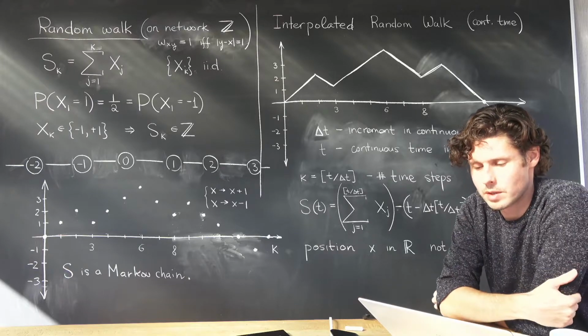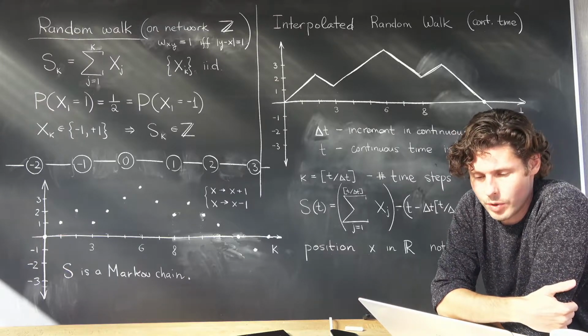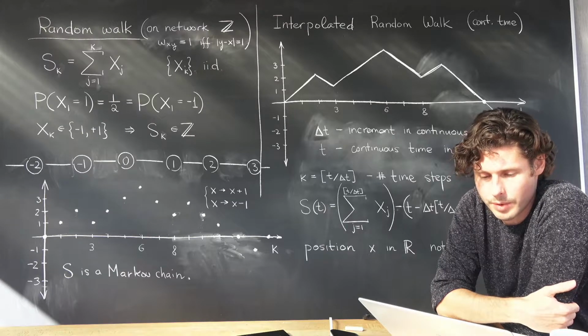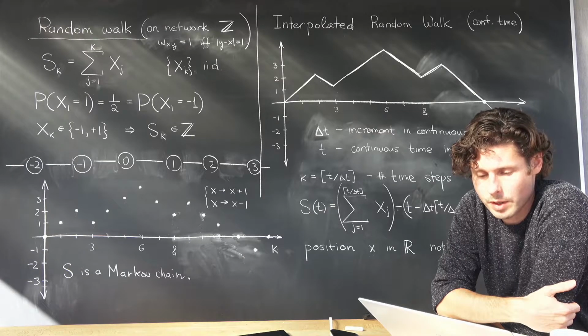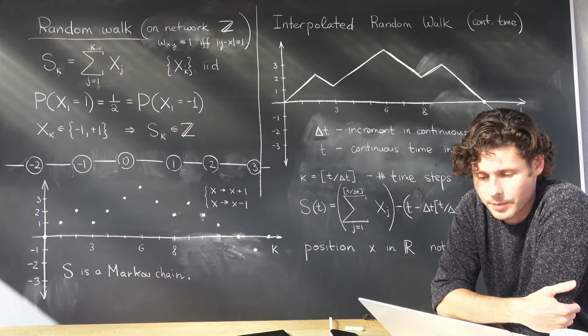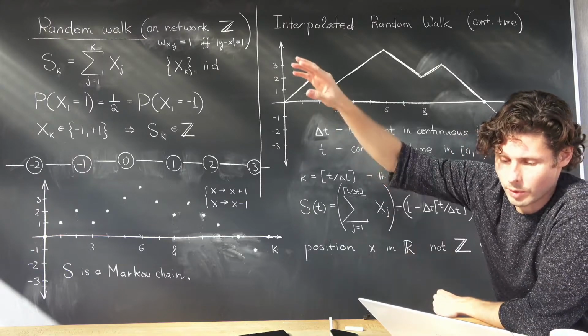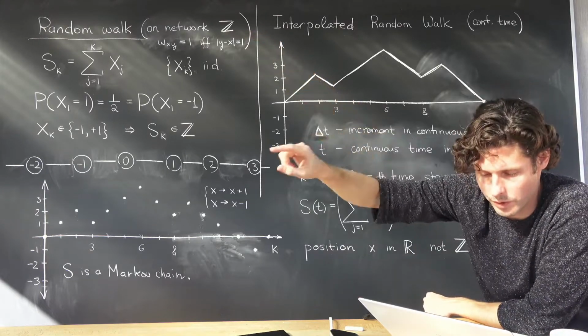So we're going to try to describe the Brownian motion as a process, and to do this we're going to start off with something much simpler. We're going to start off with a discrete time Markov chain, and more specifically a random walk on a network, actually a very special network, the network where the vertices are the integers. So I've drawn them here.